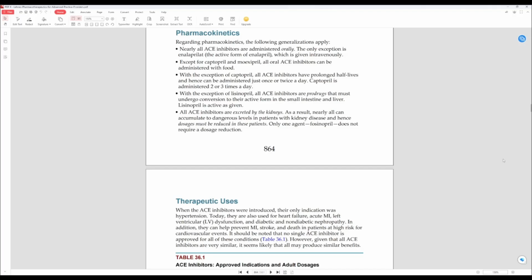With the exception of lisinopril, all ACE inhibitors are prodrugs that must undergo a conversion to their active form in the small intestine and liver. Lisinopril is already given in an active form, so it does not need to be metabolized. All ACE inhibitors are excreted by the kidneys. As a result, nearly all can accumulate to dangerous levels in patients who have kidney disease, and therefore dosage must be reduced in those patients. Only one agent, fosinopril, does not require a dosage reduction.